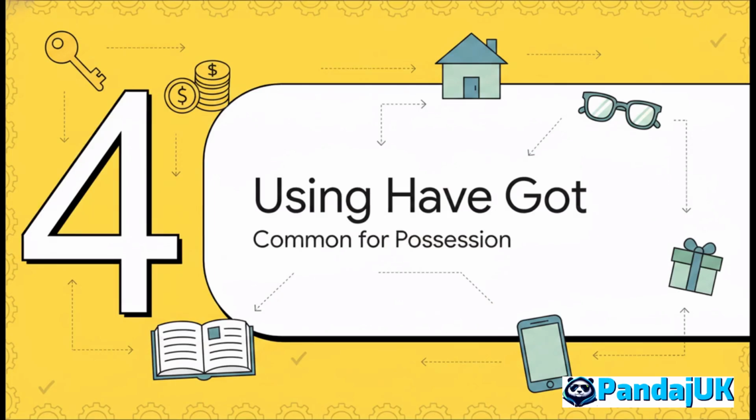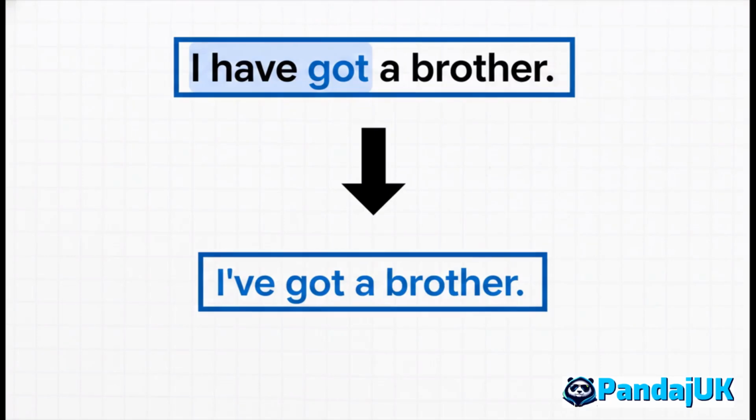Section 4, using have got, a common form for possession. You know, in English, there's another very common way to talk about the things we possess. It means the exact same thing as have. It's just using different words. Here's a positive sentence. I have got a brother. You can also make it short. You can say, I've got a brother.